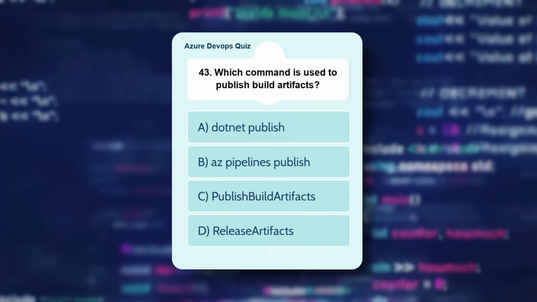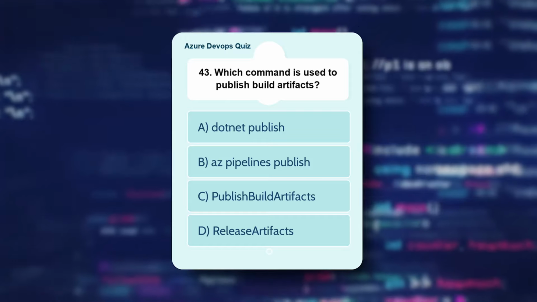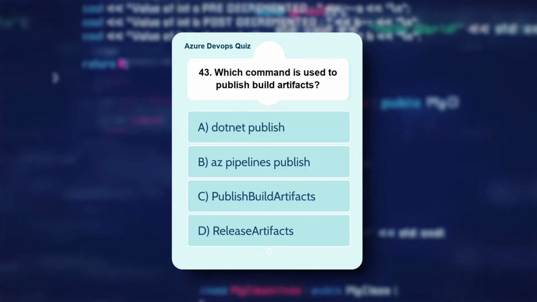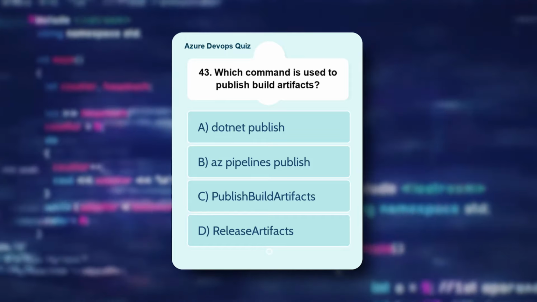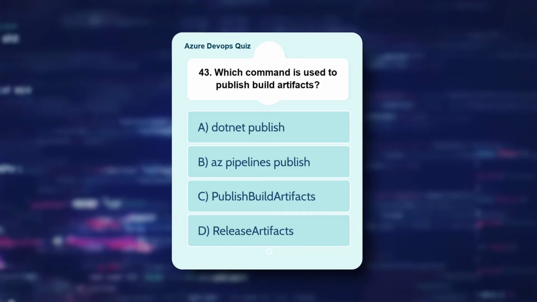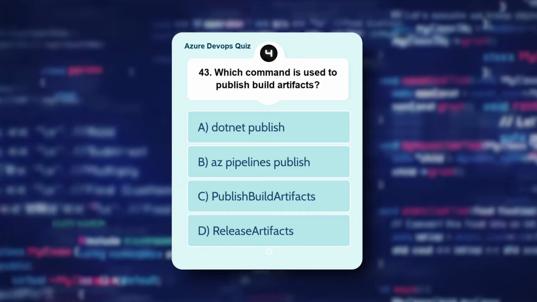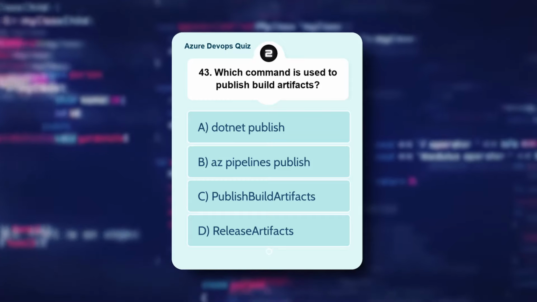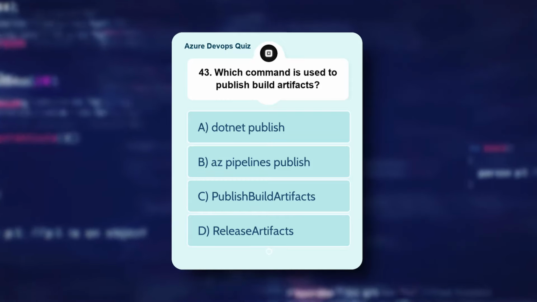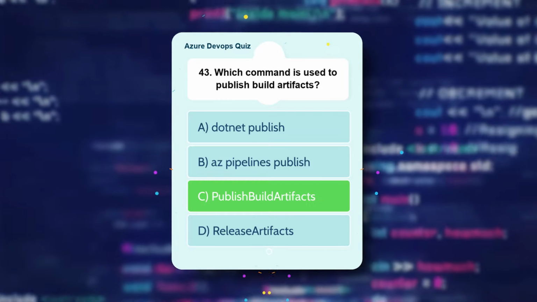43. Which command is used to publish build artifacts? A. .NET publish. B. AZ pipelines publish. C. Publish build artifacts. D. Release artifacts. Answer: C. Publish build artifacts.